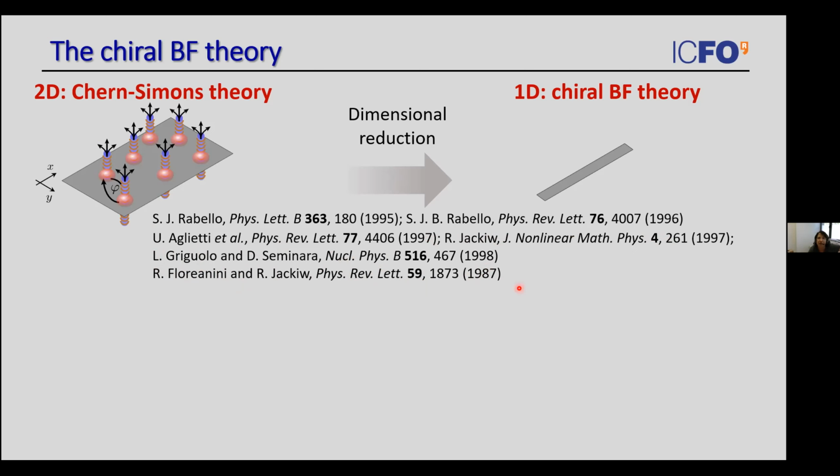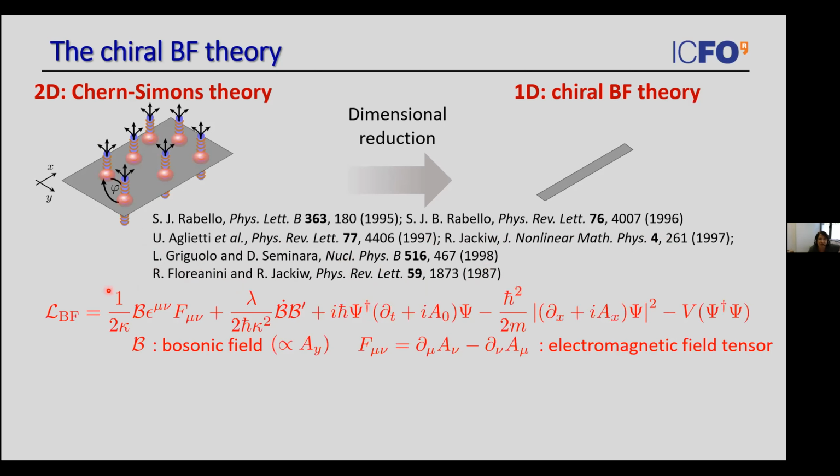Actually, it's called the chiral BF theory because if you write the Lagrangian of this theory, the first term reads just BF, where F is the electromagnetic field tensor, and B is actually a bosonic field, which is proportional to the vector potential in the dimension that we've removed. And then the word chiral comes from the second term of the Lagrangian, this self-dual term here, which was added a bit ad hoc when doing this dimensional reduction, in order to make this 1D system essentially reproduce the physics of the edge of the 2D system you started from, to give it chirality.